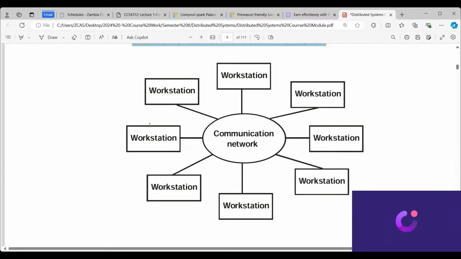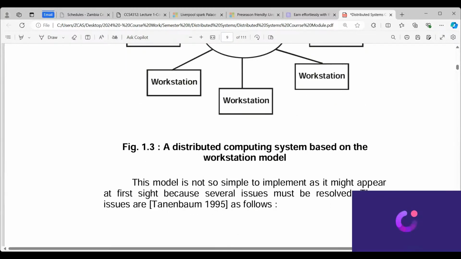So here, this is what happened. We have all these workstations. These workstations are interconnected using the communication networks. They are interconnected using a local area network, and one has to log on to the local area network in order for them to have their work processed. So this is a distributed computing system based on the workstation model.